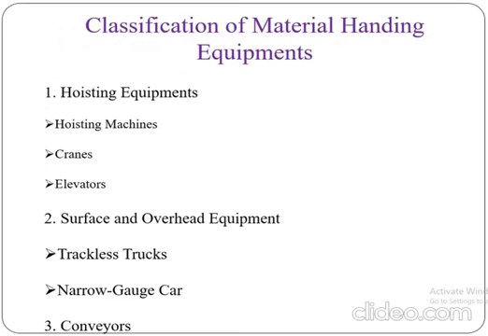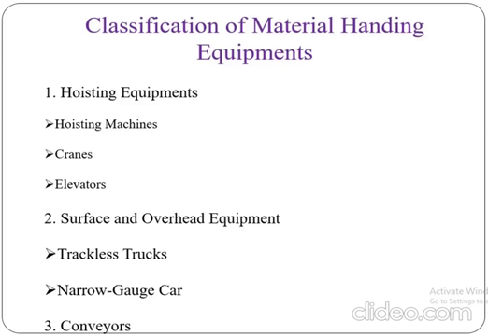Then if you talk about the classification of material handling equipment, the first type is hoisting equipment. In hoisting equipment, there are three categories: hoisting machines, cranes and elevators. Hoisting machines include jacks, pulleys, portable hand hoists, portable powered hoists, travelling power-operated hoists, etc. Cranes include jib cranes, jib crane with rotary pillar, stationary cranes with telescopic tower crane or gantry crane. Elevators include cage elevators, vertical skip elevators, manually operated stackers, etc.